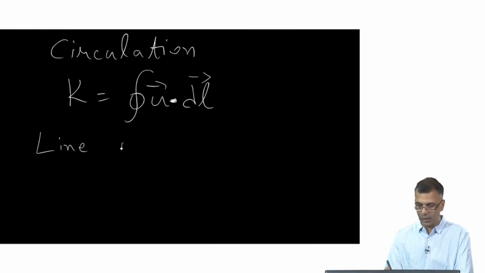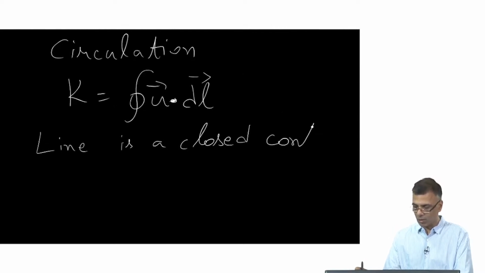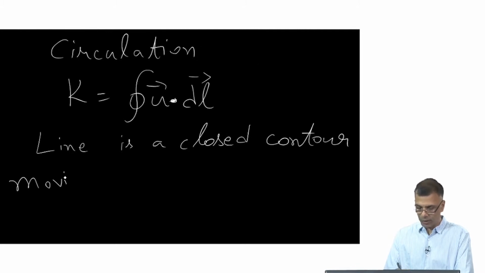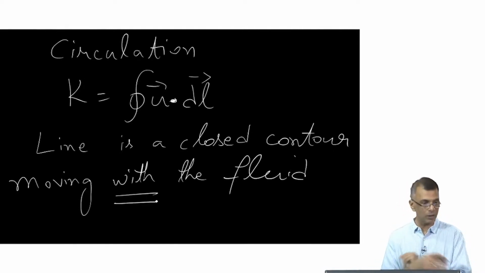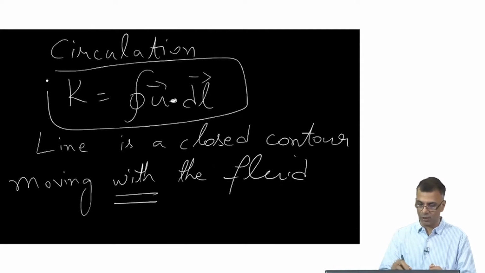the line is a closed contour moving with the fluid. This is important to keep in mind. As if the contour is frozen into the fluid. Okay? And so it's in this particular situation that this definition of circulation is valid.